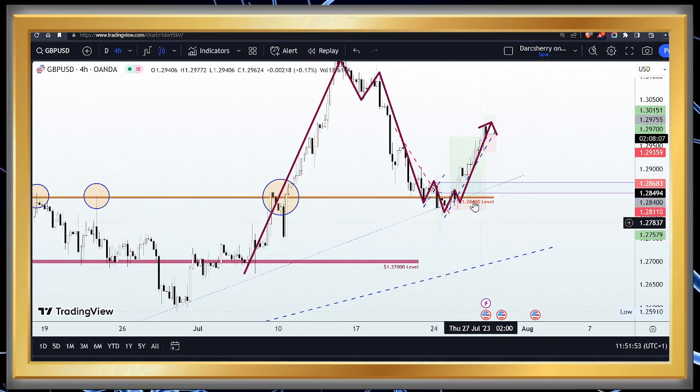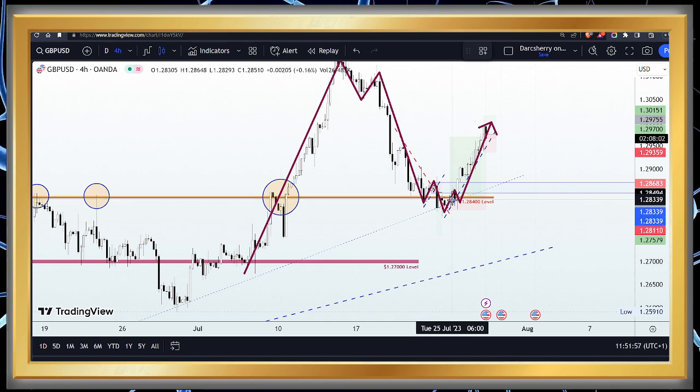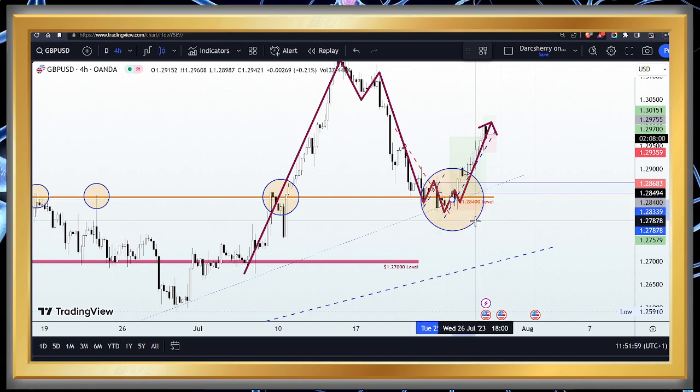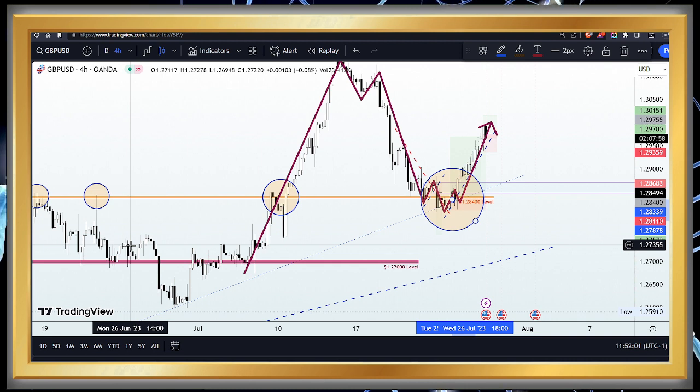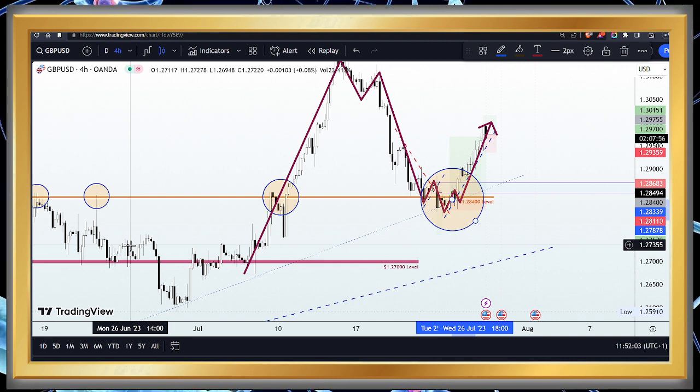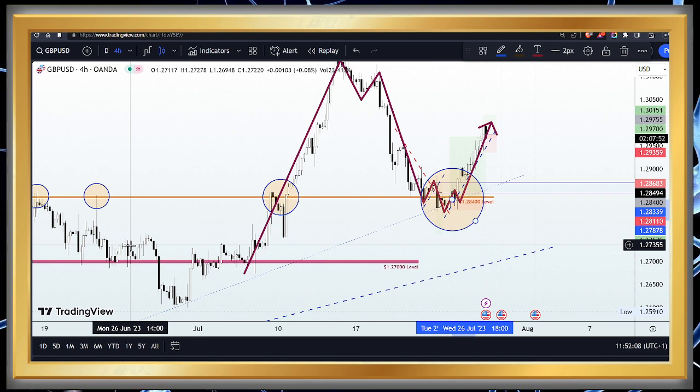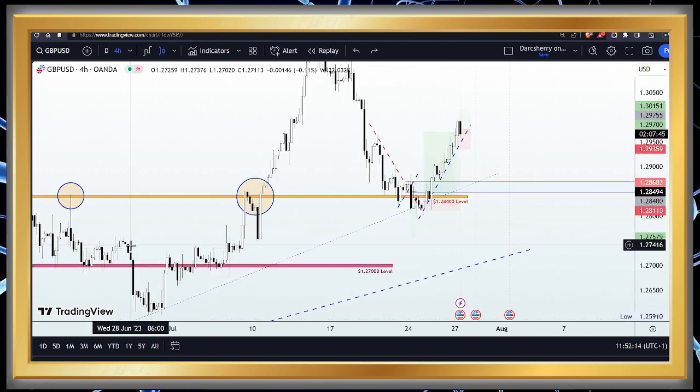Another interesting thing about the structure is that the 1.284, which was the key level for the week, also shares a beautiful confluence with that ascending trend line we identified earlier, giving us a situation where price action respected the ascending trend line one more time to incite an uptrend continuation.